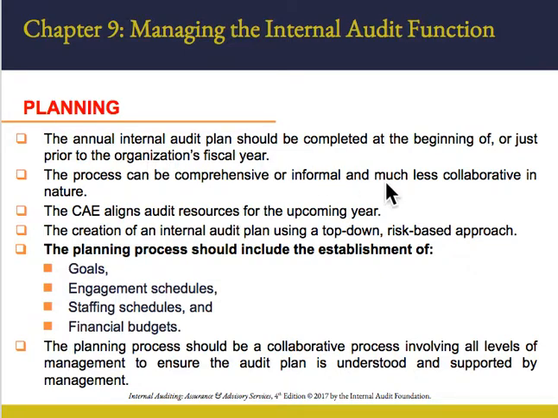The planning process can be comprehensive or informal. The process can be comprehensive when senior management and the internal audit function collaborate to complete a formal risk assessment on an organization-wide basis to establish a list of key risk scenarios and give them priorities, facing that the organization must be appropriately managed by the organization to achieve the key business objectives. Or the planning process could be informal and much less collaborative in nature.